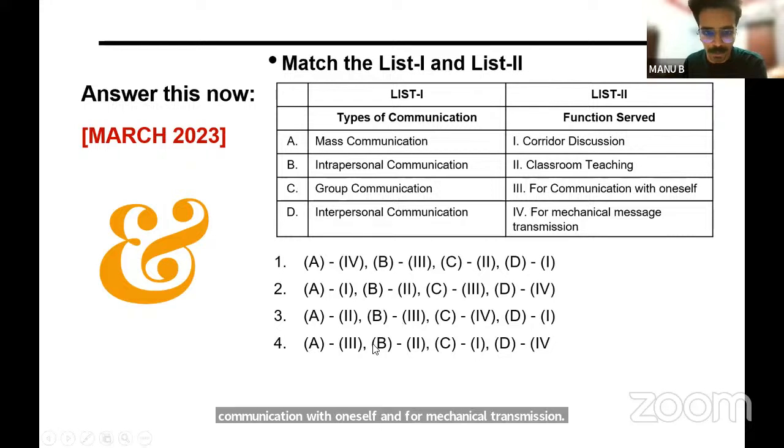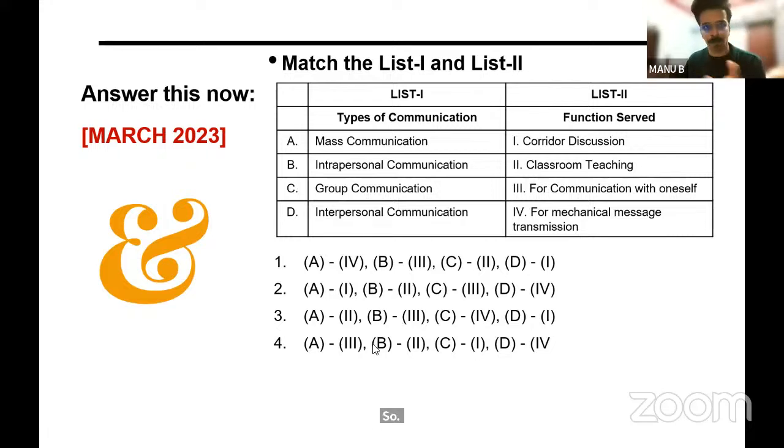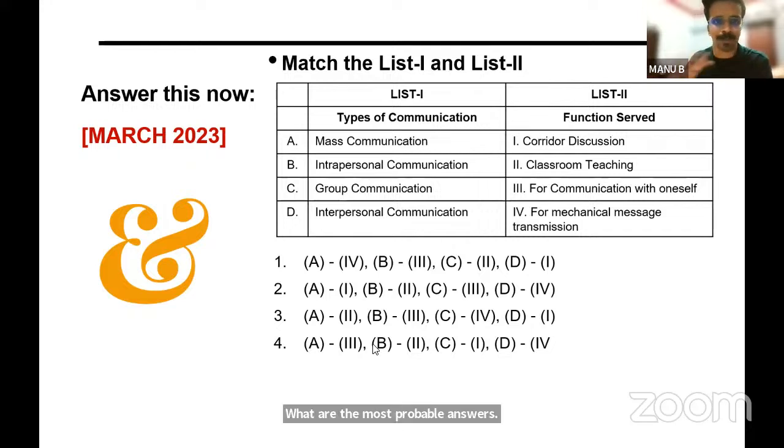So, what are the most probable answers? I think just because it's a previous year question, we are not supposed to give any kind of confusing options here. You can find the answer easily. 30% of questions in UGC NET will be like this. You can directly jump into the answer just by looking at one. If you can obtain one match, you can write the entire answer.